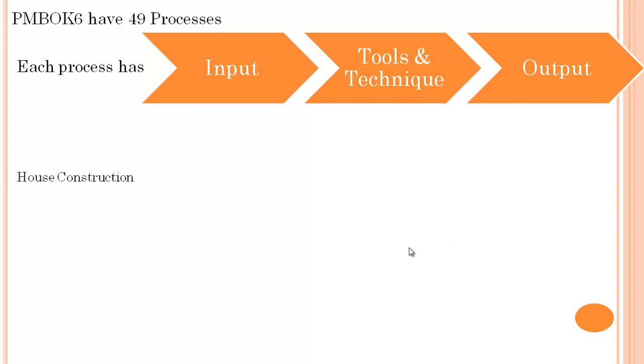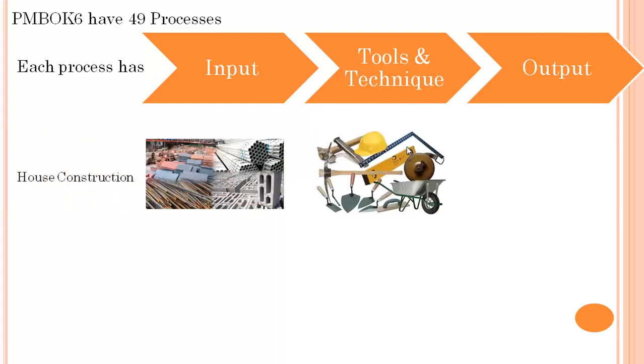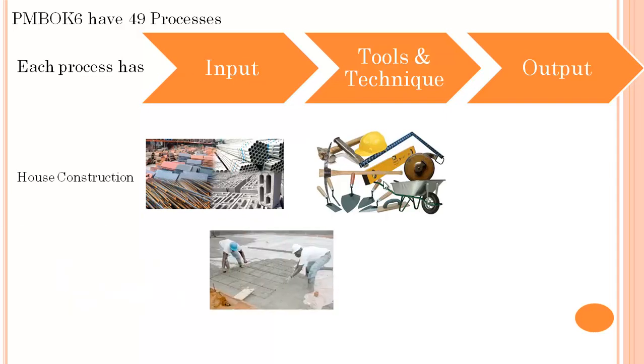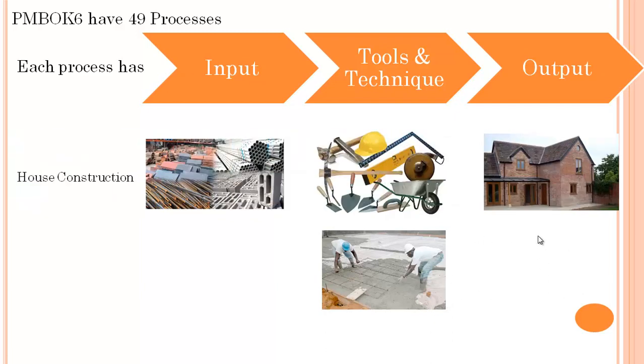Okay. In house construction, let's see what is input, tools and techniques, and output. All the materials which are used to construct the house, we can say it's input. These are the tools and techniques which are used to construct the house, and what techniques apply to build the house. And the output will be the house.